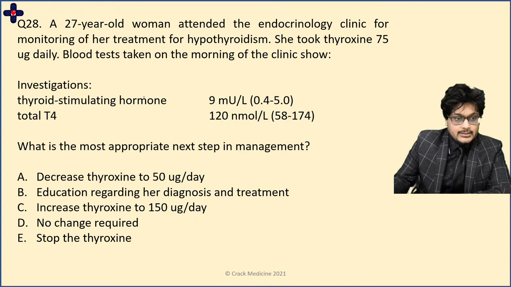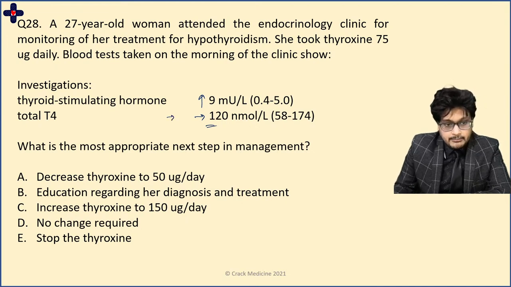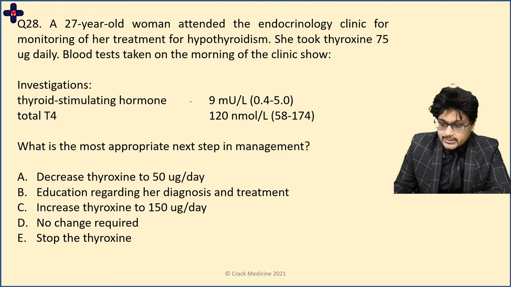This is poor compliance for the patient. The patient is a known case of hypothyroidism, okay? And the TSH values are going really high and the T4 levels are normal. So a normal T4 level on the day of examination reveals that the patient has taken the dose correctly on this day. But the TSH level over here reveals that the patient is not compliant with the therapy.